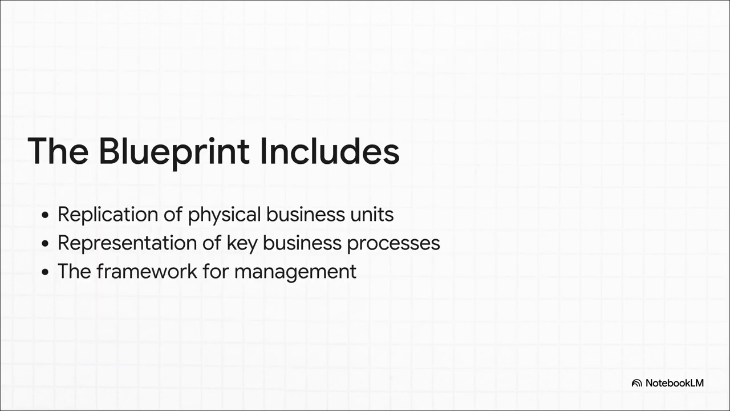And this blueprint gets really specific. We're talking digital versions of your actual physical locations. That factory in Texas, the warehouse over in Germany. It also maps out your key processes, like how you sell things or how you buy things, giving you the entire framework that managers use to see what's actually going on and make decisions.